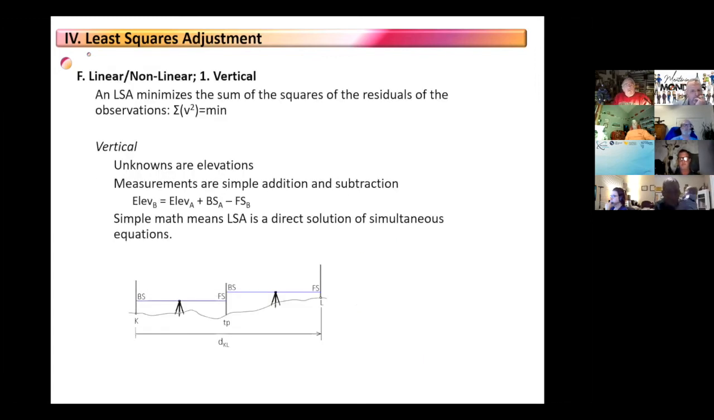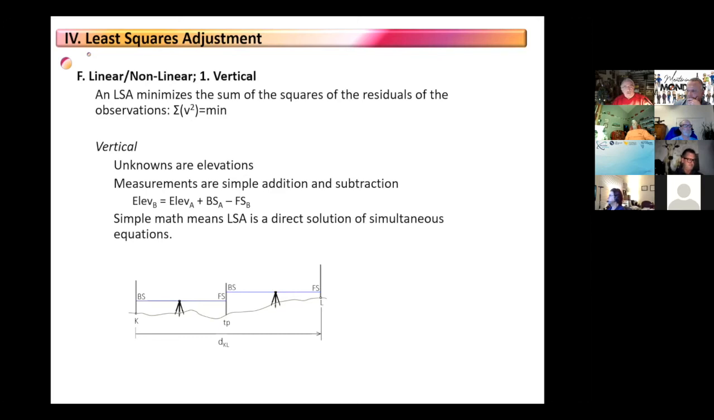All right, so let's look at how we actually do a least squares adjustment. We'll do this longhand on a simple network, just to give you an appreciation for the calculations that are involved. Least squares minimizes the sum of the squares of the residuals of the observations. Each observation, each measurement, is going to have a residual associated with it, because if everything fit perfectly, there'd be no errors and no residuals.